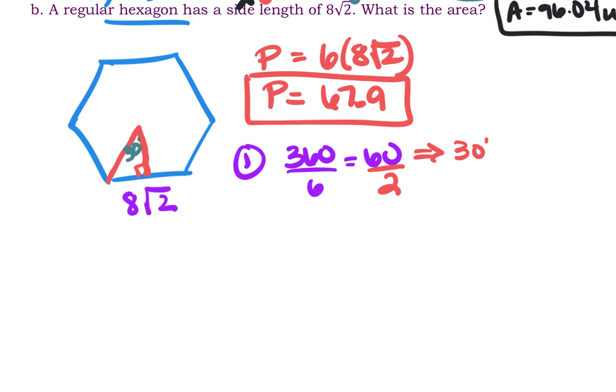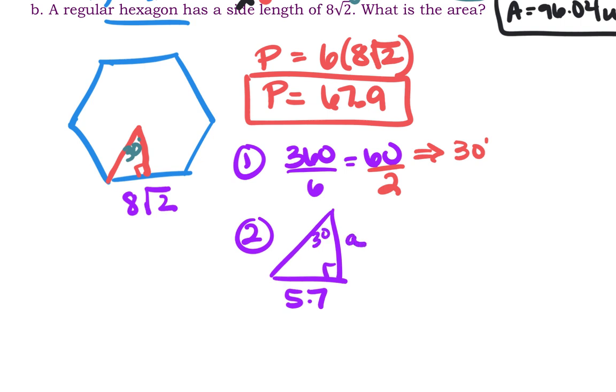All right, and then you can just do 8 square root of 2 divided by 2. So enter 8 square root of 2 in your calculator, whatever it is, divided by 2. You can convert that to a decimal. It's about 5.7. So that's half of that side, not half of the triangle. All right, all I care for is the apothem.